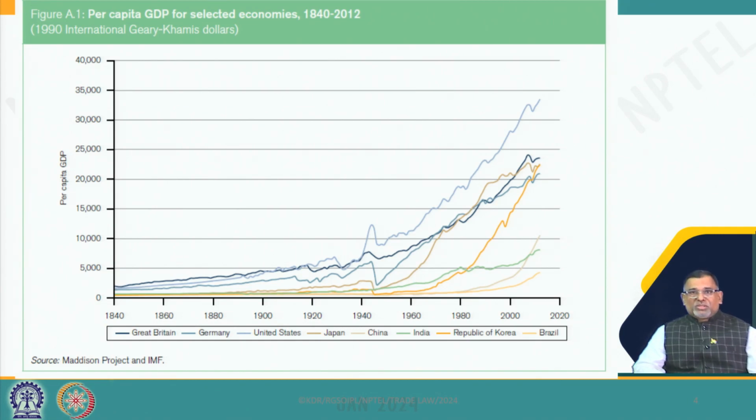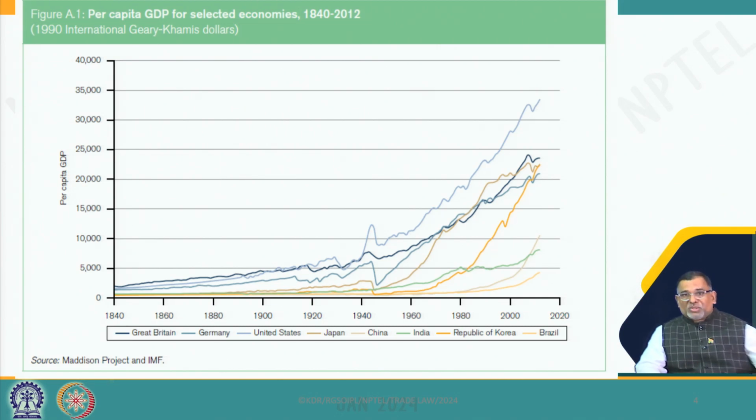So, this shows how international merchandise trade can influence the per capita GDP of countries that opened up their economies from the very beginning. When we compare the 19th century to the 20th century, there is no comparison of per capita GDP. International trade has played a very crucial role in increasing the per capita GDP of the selected economies.